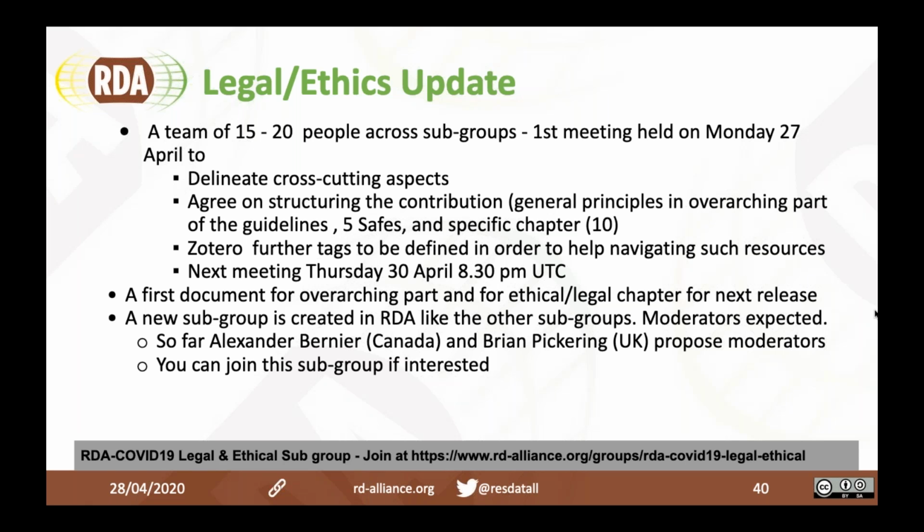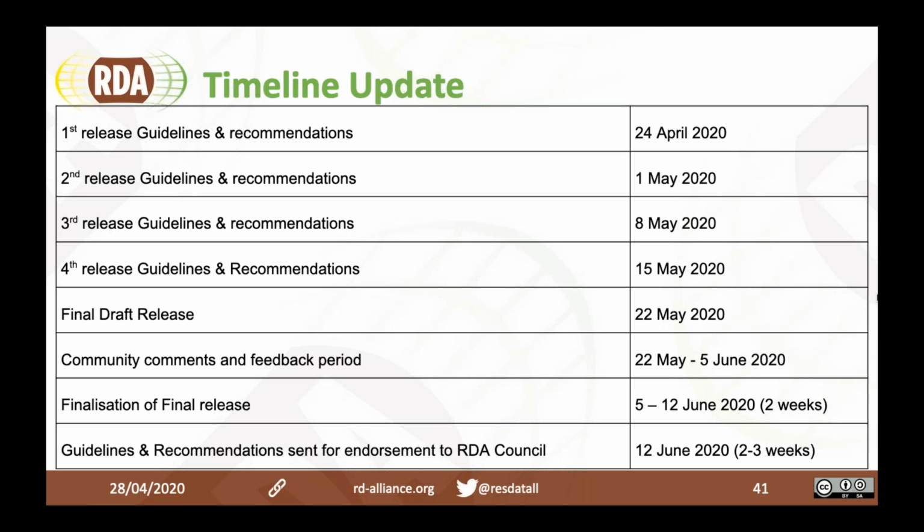So the next slide is the update on the timeline. The first release of guidelines and recommendations was on the 24th of April. The second release is planned for the 1st of May, as already repeated during this webinar. The third and fourth releases are planned for the 8th and the 15th of May. And what we call the final drafts release is planned for the 22nd of May.